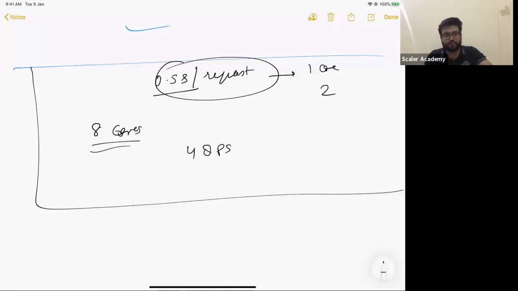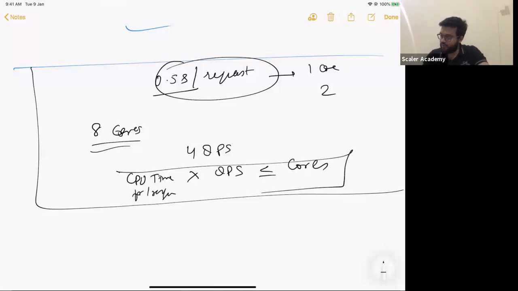Does it make sense, folks? The point basically is that the CPU time multiplied by the QPS should be less than or equal to the number of cores. Does it make sense, folks? QPS basically means the queries per second. If you multiply it by the time for one request, you would get the number of cores.